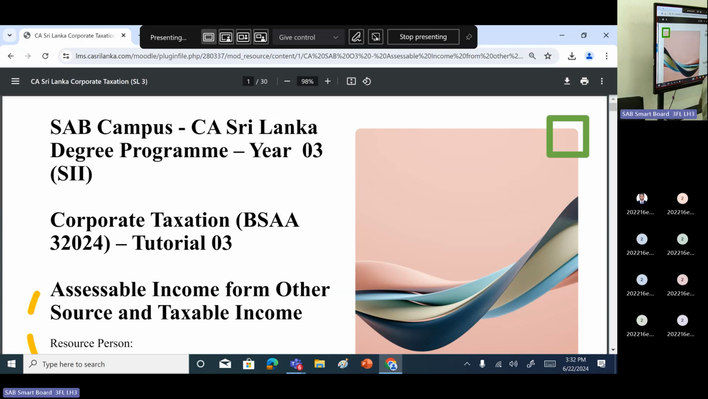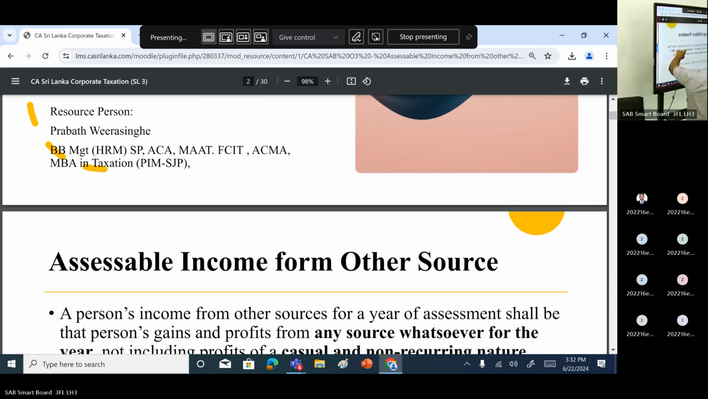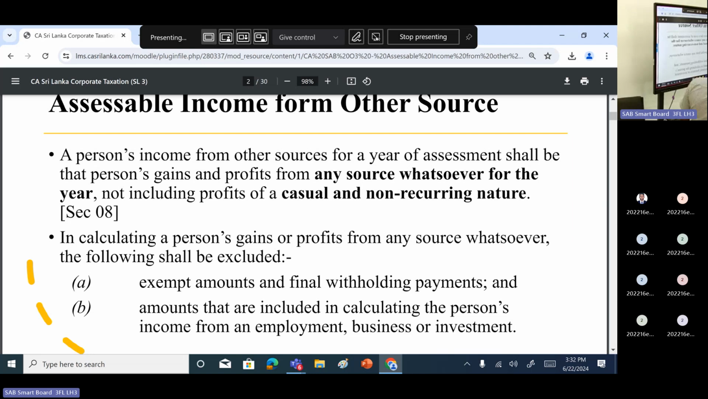I am focusing on the tax liability of a dividend company, and thereafter we'll start the discussion on tax liability on the non-resident person. That is the main area I want to discuss with you. Right? So, as we discussed, a person's income from other sources for a year of assessment can be the person's gains and profit from any sources, but not including profits of a casual and non-recurring nature.